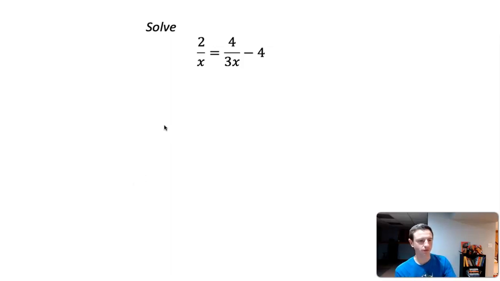In this example, we want to solve this rational equation. When we're solving rational equations, we want to make sure we know what x cannot equal, meaning which value of x would zero out our denominators. And in this case, it's just going to be 0. X cannot equal 0, so if we go through, do all of our work, and we get x equals 0 as a solution, it's not actually a solution because x cannot equal 0.